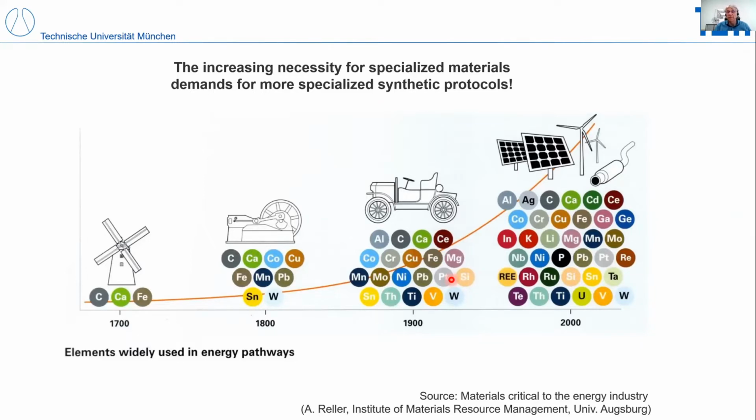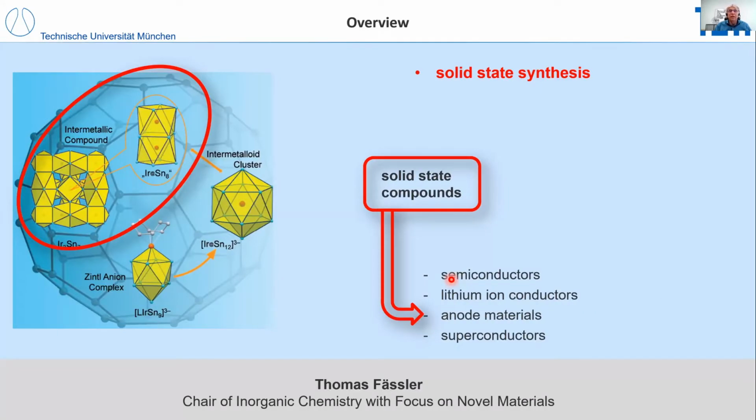Also, this will come later on, not in the talk, but all those materials must be recycled at one point. So chemistry is the most important step inside this business. So I will start out talking about solid state compounds. These are intermetallic compounds. We use those as semiconductors, lithium ion conductors, anode materials, superconductors. These are the materials we are working on.